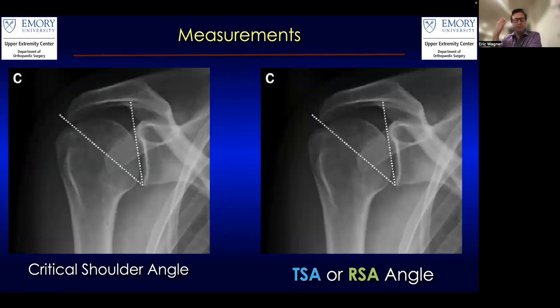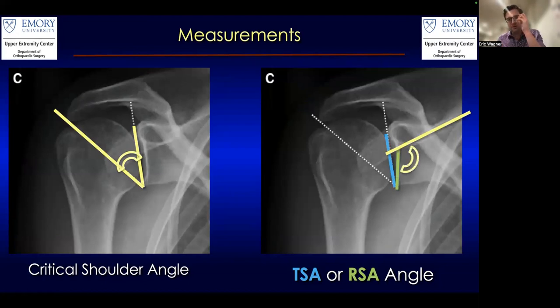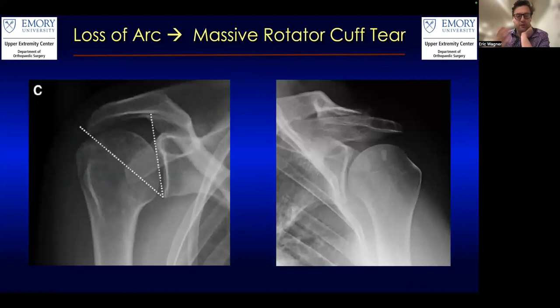These are some angles that we talk about: critical shoulder angle, or RSA angle. That's more relevant to shoulder replacements, but basically it's looking at how much overhang there is of this acromion. These are important things when we look at post-op X-rays, for certain factors that we're looking at.